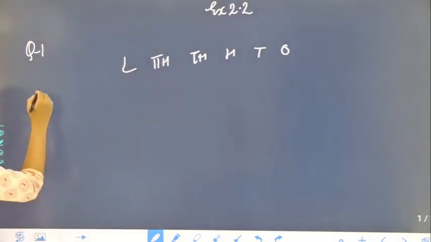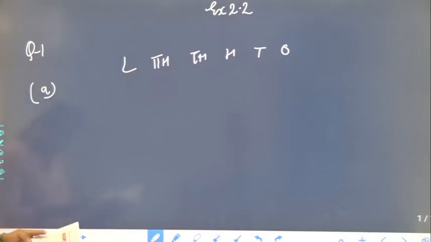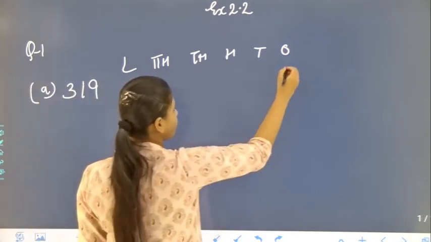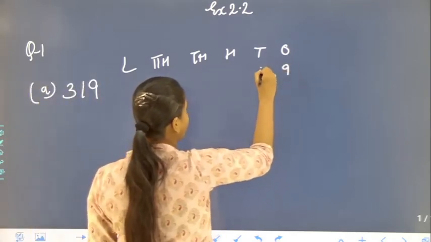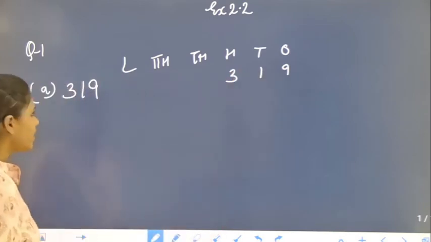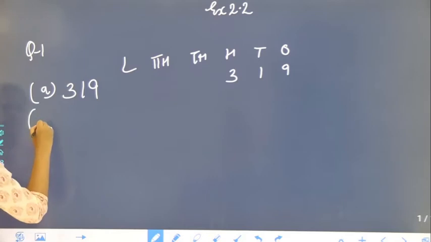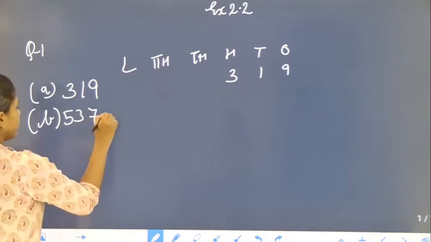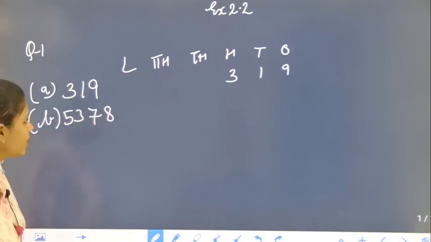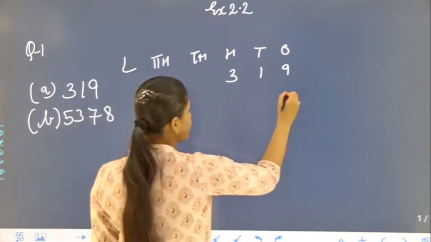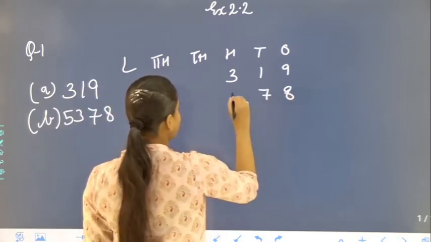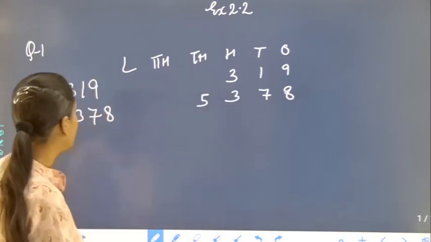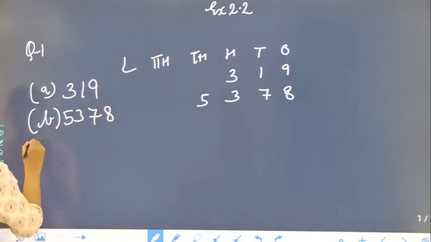Okay. First we have to write the first part, that is 319. Students, आप कैसे लिखोगे इसको? You have to start from the right hand side. 319. Now move to the next part, that is B part. 5, 3, 7, 8. That is 5,378. हम कहाँ से स्टार्ट करेंगे? फ्रॉम दी राइट हैंड साइड. 8, 7, 3 and 5. That is 5,378. Now move to the next part, that is C part.